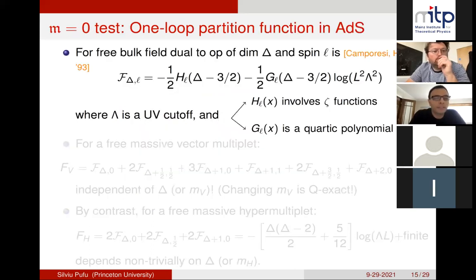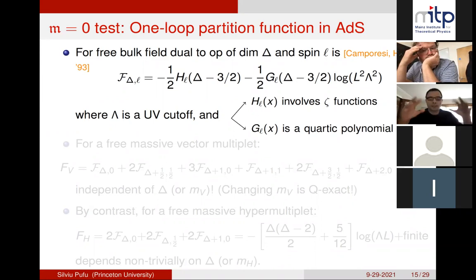So the first test would be something simple without any interactions. Suppose we take one of these multiplets that I described and we put them in AdS, we do the Gaussian integral over these fields, and we extract the sphere free energy of the boundary theory. Suppose that we think about AdS with a sphere boundary.